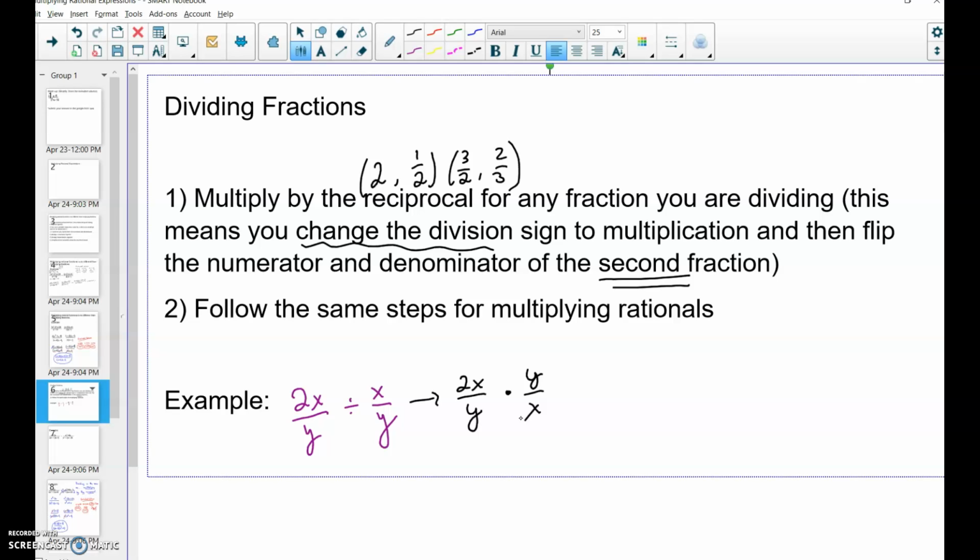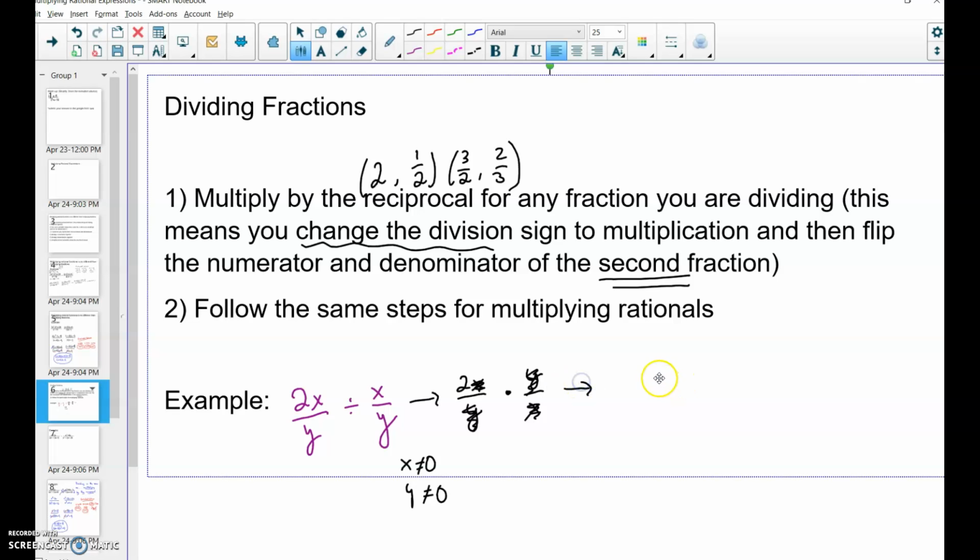Now I'm going to go ahead and follow the steps for multiplying rationals. They're already in factored form. Everything's being multiplied. X can't equal 0 and y can't equal 0. Sorry, I threw another variable at you guys for right now. And then you're going to go ahead and cancel any terms from your numerator and denominator. So my x's will cancel, my y's will cancel, and that's it.